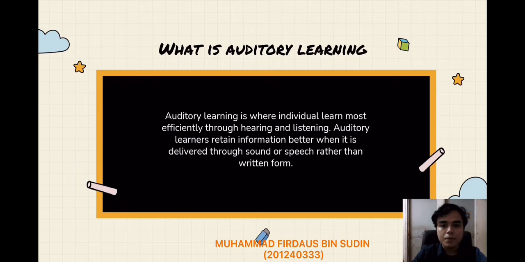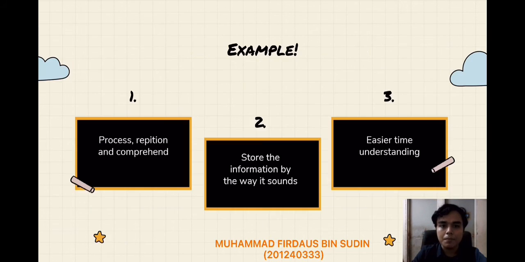Auditory learning is where individuals learn most efficiently through hearing and listening. Auditory learners retain information better when it is delivered through sound or speech rather than the written form. For example, auditory learners can process the information by hearing it, so using repetition and repeating the spoken information on the subjects can help them to comprehend it best. So, they can store the information by the way it sounds, and they will have an easier time understanding it.